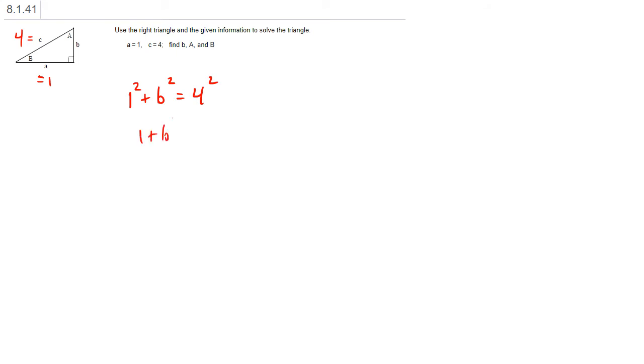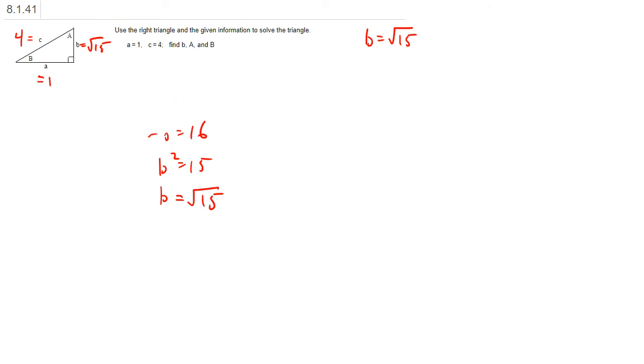So 1 plus b squared is equal to 16, b squared is equal to 15, b is plus or minus root 15, but since it's a side length, I want root 15. Okay, so I'm going to take that information, I'll put it over here so I don't erase it later, and I will also label my triangle with it. So we found our missing side length straight away, but we don't know any angles, except for the right angle, of course.